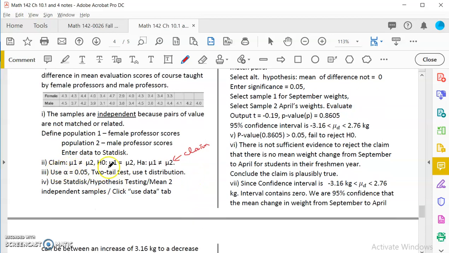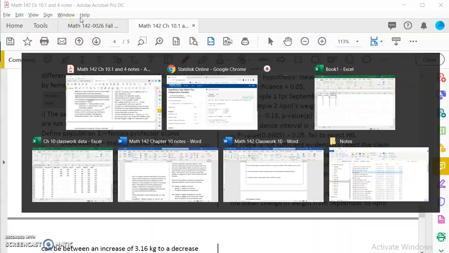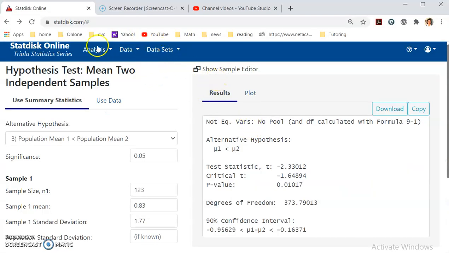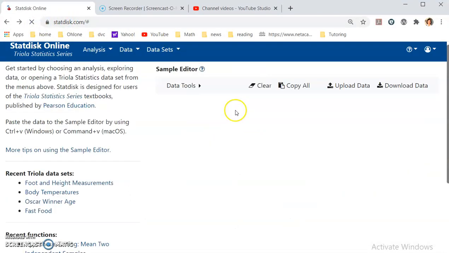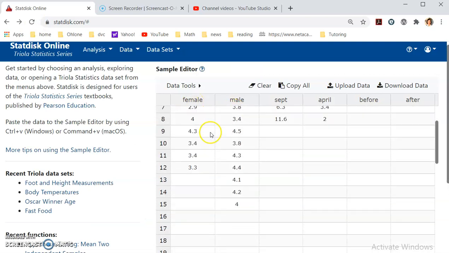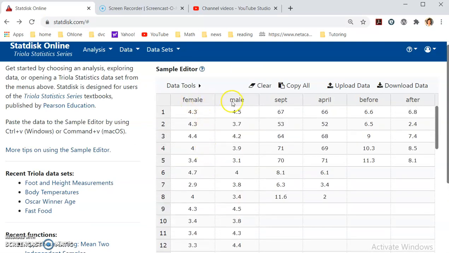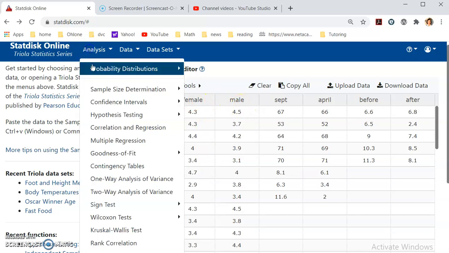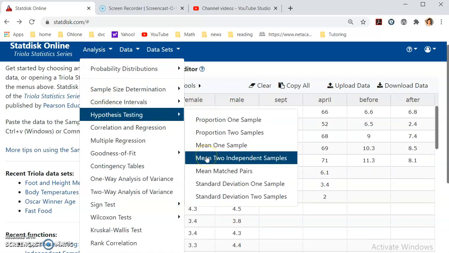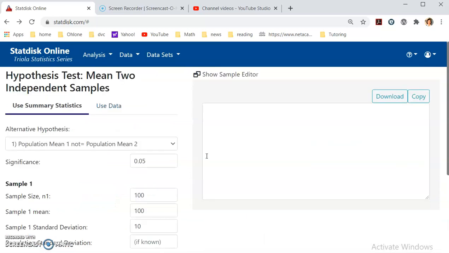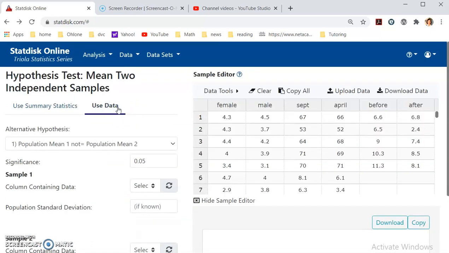So again, these are standard things. If it is not equal, it's a two-tailed test. And so we are ready to put it in. Because of data, I have already put the data. So I'm going to do it in here. Instead of this, I copied it over here, female, male professor. And I'm ready to do hypothesis test, mean, 2 independent samples. And because I have data, I use data. So previously, the first 3 examples were always summary statistics, but now I use data.